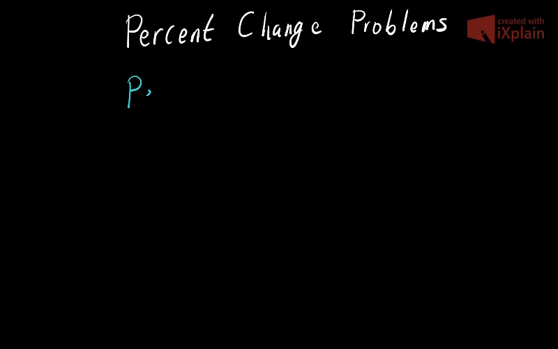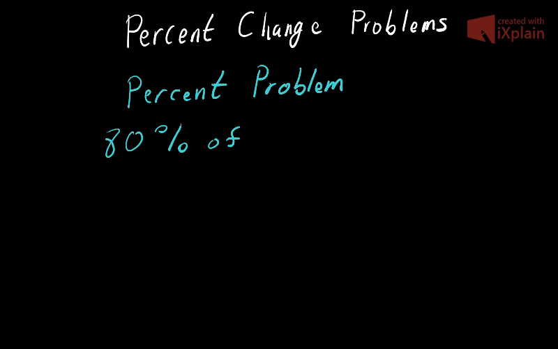So our normal percent problems, we're going to be asked something along the lines of what is 80% of, say, 25. And we're looking at this and we just have to make sure that we interpret this correctly. And we know that percent means of 100, out of 100. And we know that of here means multiply.